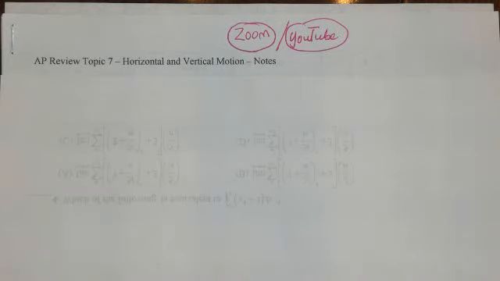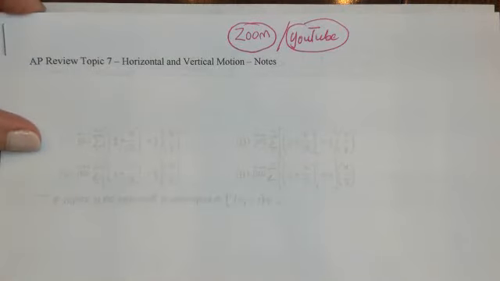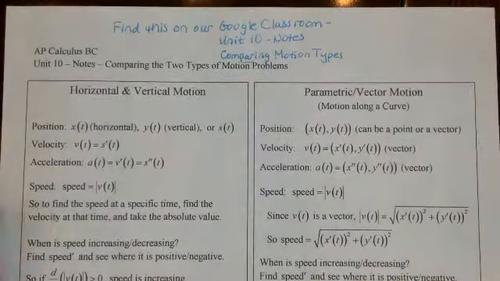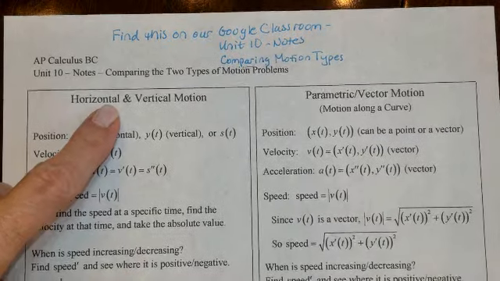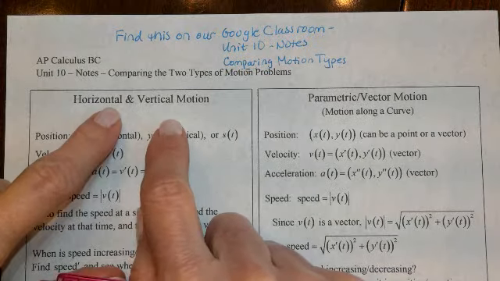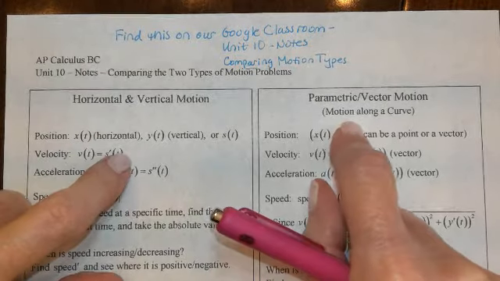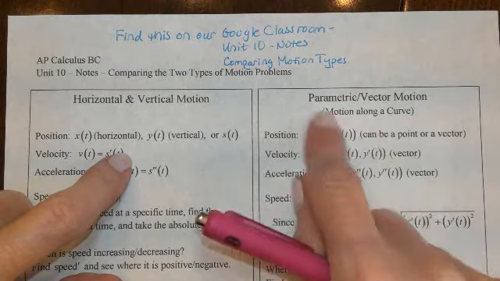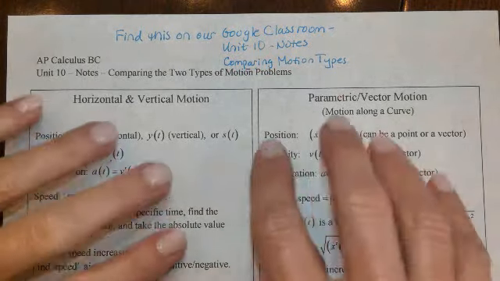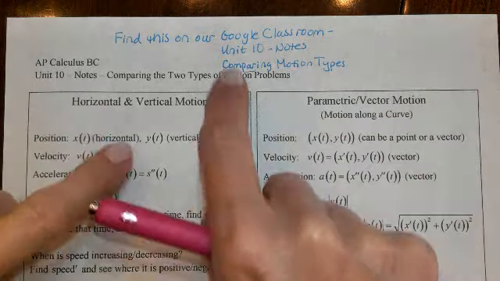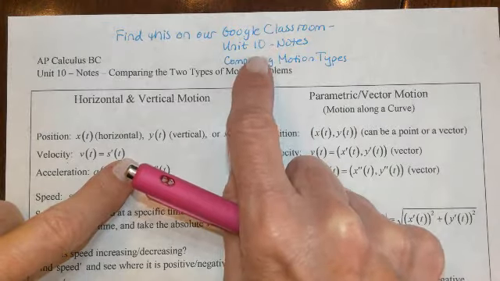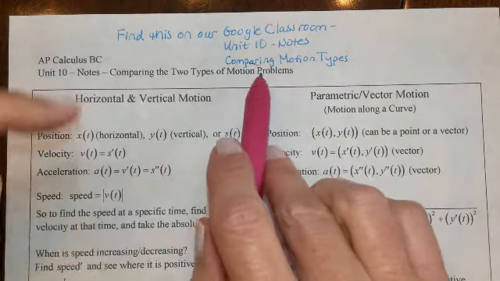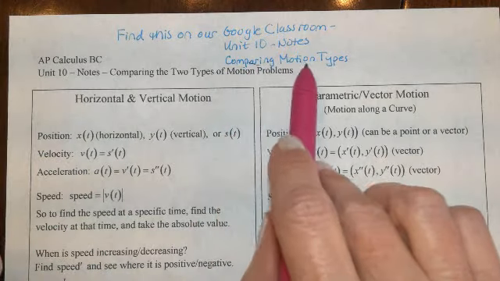Hi everybody, we are on our AP Review Topic 7, Horizontal and Vertical Motion, and I thought I would begin by going over a few of these concepts. Now, we have horizontal and vertical motion, which we cover in Calc BC in the fall, and then we do parametric and vector motion along a curve in the springtime. This piece of notes is found on our Google Classroom under Unit 10 Notes. It's the very first thing on there, I believe. It's called Comparing Motion Types.